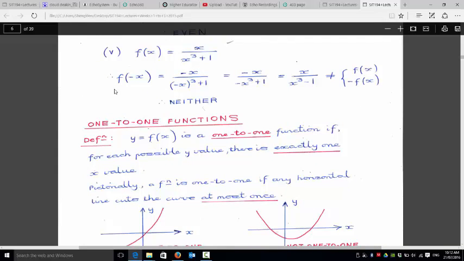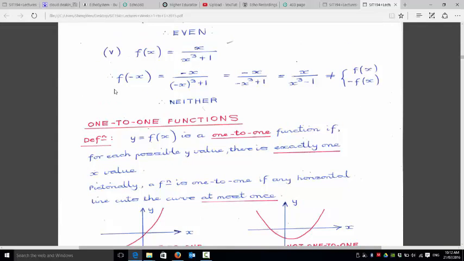The fifth one, also the last one, we have f(x) is equal to x over x cubed plus 1. We just check whether f(-x) is equal to f(x). And finally we found that for this function, f(-x) is not equal to f(x), and it's also not equal to -f(x). So neither.